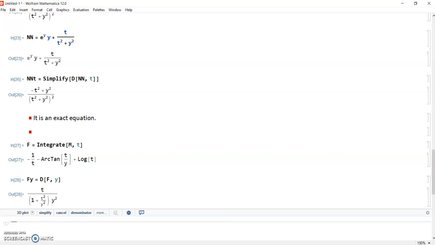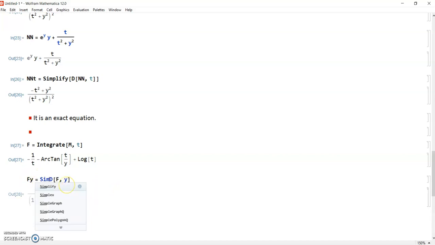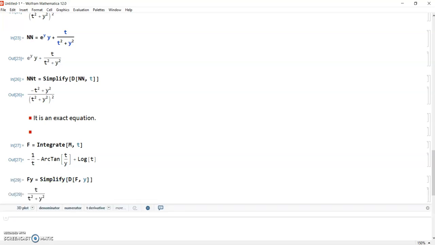Maybe we need to simplify this expression. So we can use the simplify function. So it is t over t square plus y square, after simplification. So now we need to compare this derivative of f with respect to y with n.